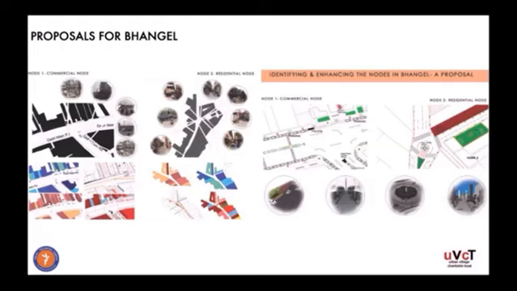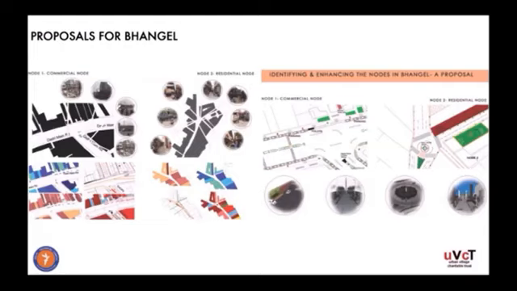Now the types of nodes, I have divided into five categories. First is geometric, according to the shape, for example India Gate roundabout. Second, the built volume, a space with the built mass around the node, for example node junction at 2nd Main Road and 7th Crossroad in Bangalore.